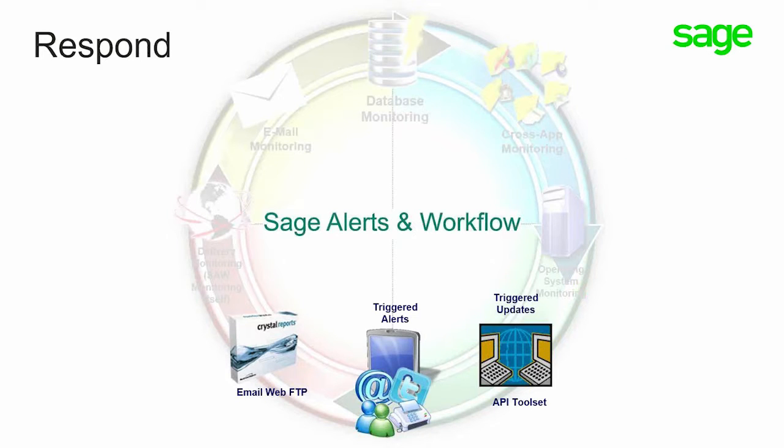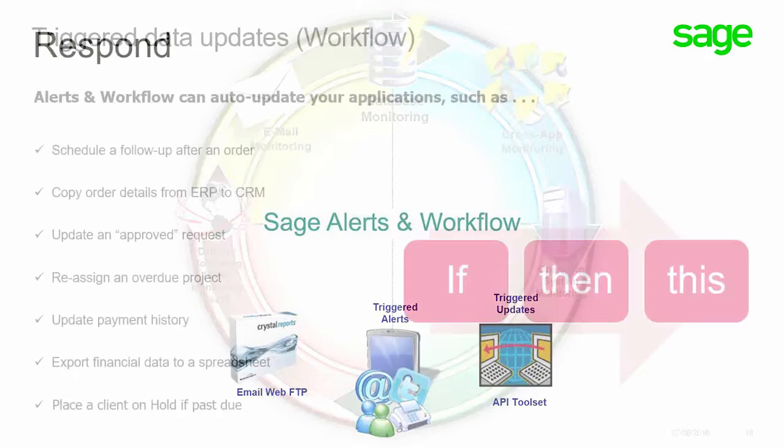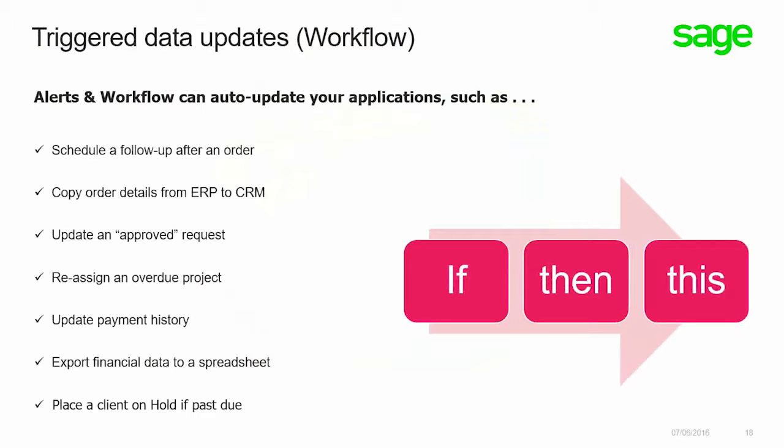And finally, in alerts and workflow, we come to the workflow part of the solution. And by that, what we really mean is the ability for alerts and workflow to go back into Sage 300, or for that matter, into other applications, and actually add or update data. For example, if a customer reaches a certain point where they are severely past due in paying for their invoices, we might want alerts and workflow to automatically put that client on credit hold.